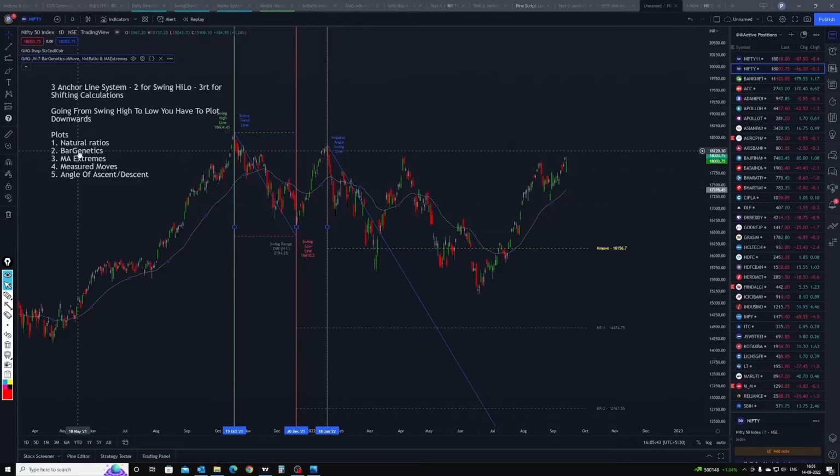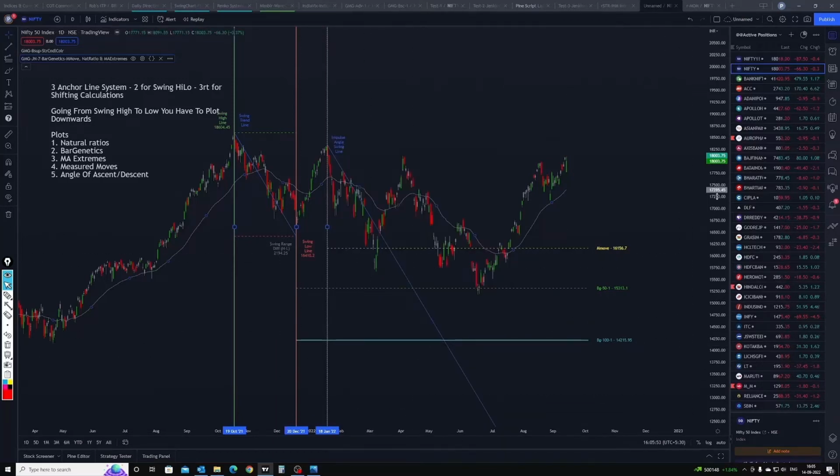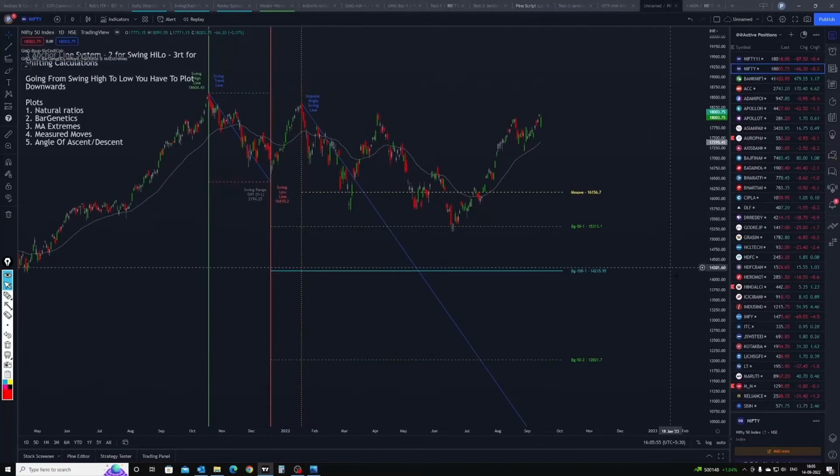Now we come to the bar genetics part. So I'll go to this indicator, disable natural numbers and enable bar genetics. So now this tool is plotting bar genetics. So what is bar genetics? It is also the difference between the swing high and swing low, and that is extrapolated over here.